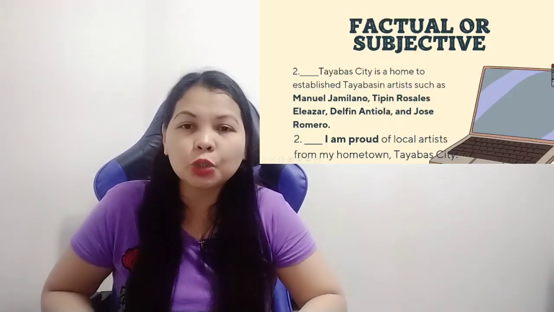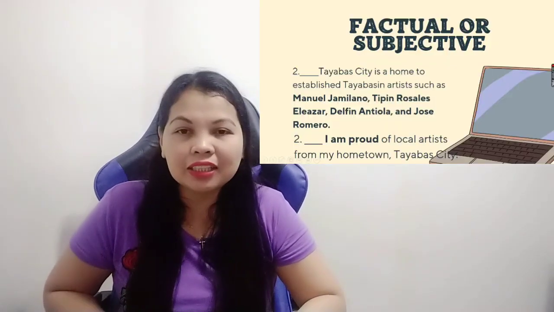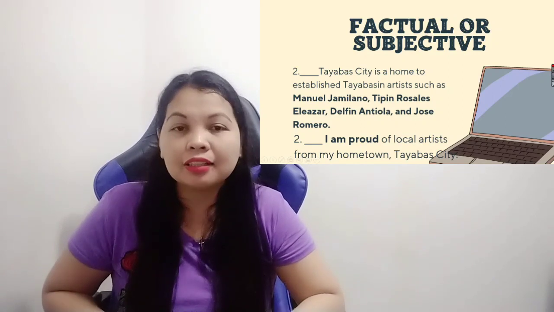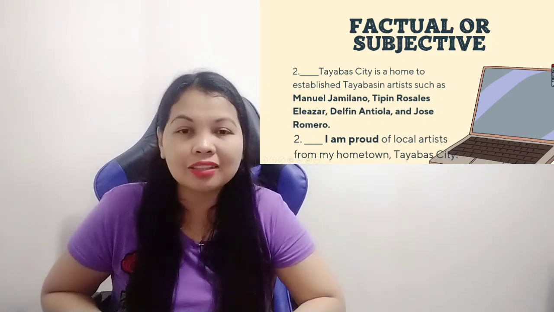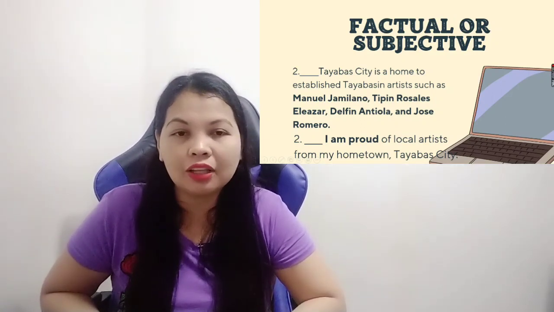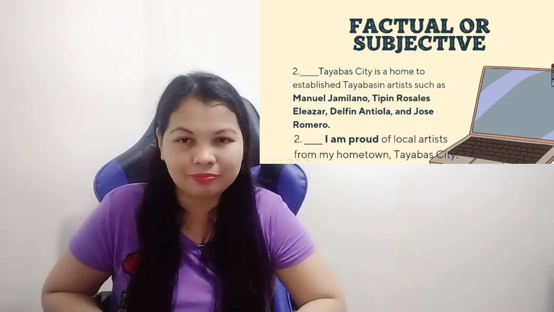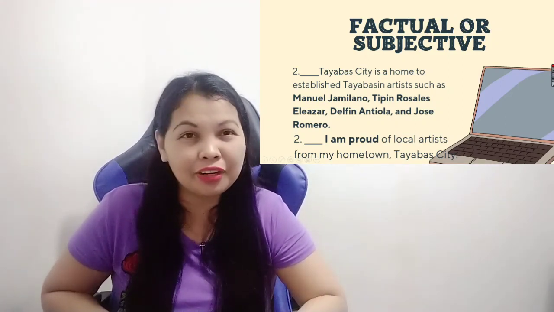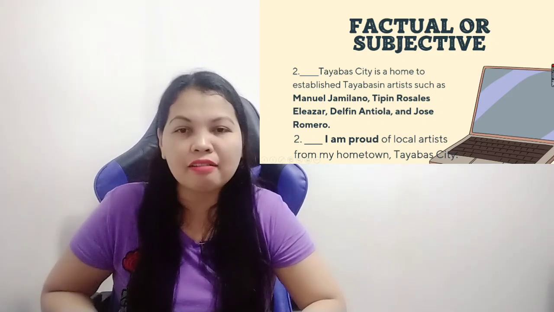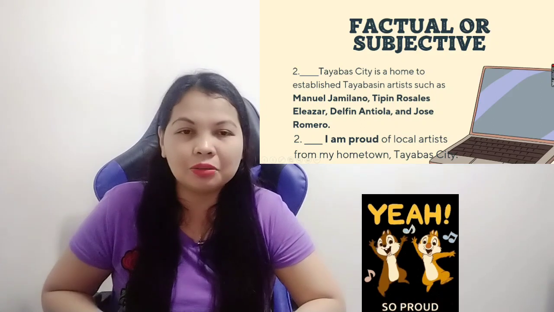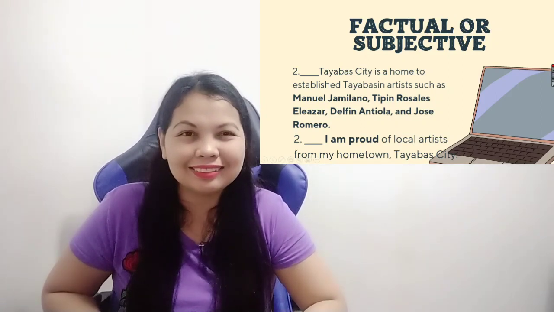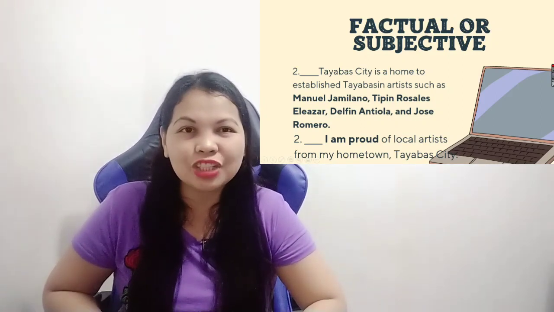Next, number 2, our pair of sentences. We have: Tayabas City is a home to established Tayabasin artists such as Manuel Hamiliano, Tipin Rosales Ilianor, Delphine Antiola, and Jose Romero. That is the first one. And then the second one, we have: I am proud of local artists from my hometown, Tayabas City. Okay, let us check your answer.